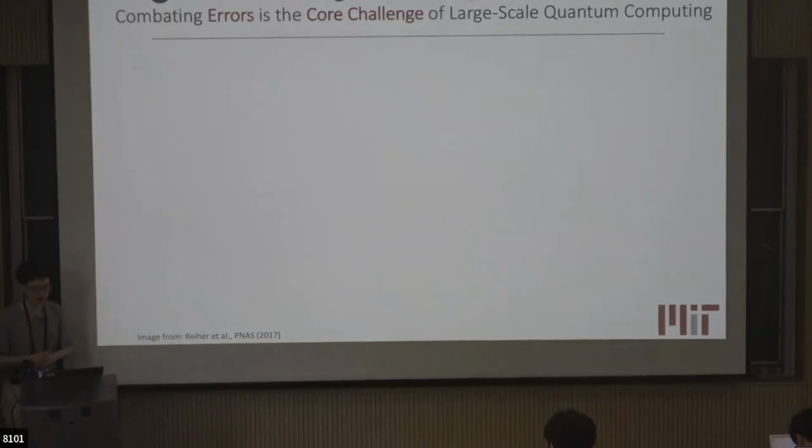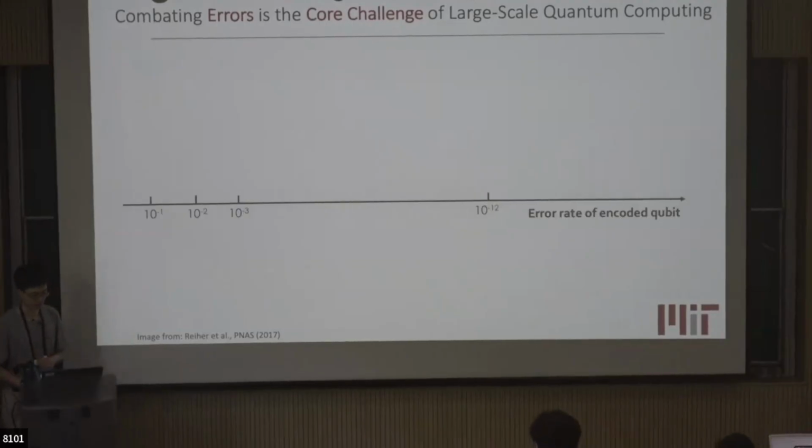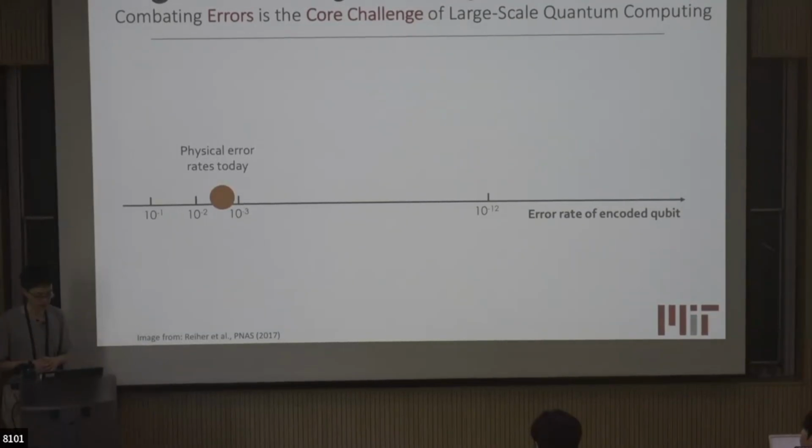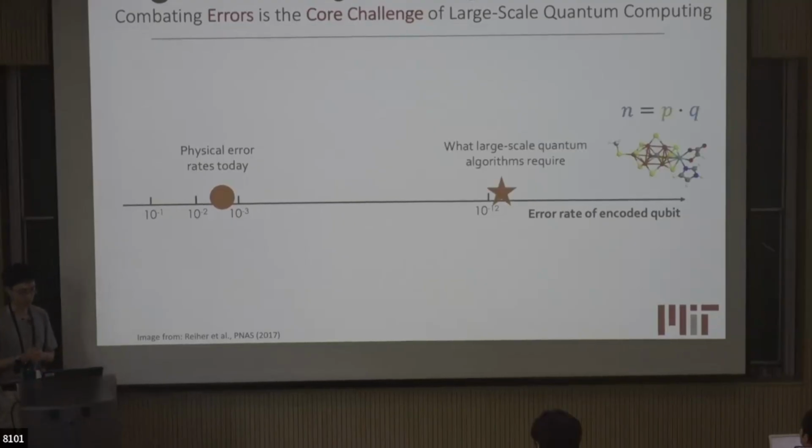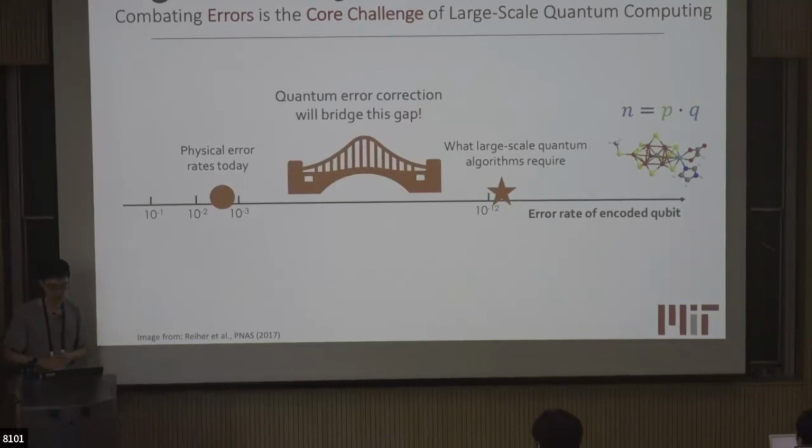As I'm sure everyone is very familiar with here, combating errors is one of the core challenges as we think about large-scale quantum computing. If we look at the physical error rates that we have today, on the order of 10 to the minus 2, 10 to the minus 3, and compare that against what many of these large-scale quantum algorithms seem to require, we see a very large gap, which we widely believe necessitates quantum error correction to bridge this gap.